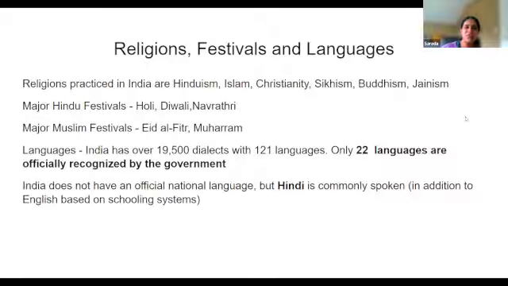India does not have an official national language, but Hindi is commonly spoken. So in the schools, urban schools mainly, we learn three languages. We do the regional language, which in my case is Telugu. We also learn to read and write Hindi and converse in Hindi and English as well. So these are the three major languages that we learn in India.